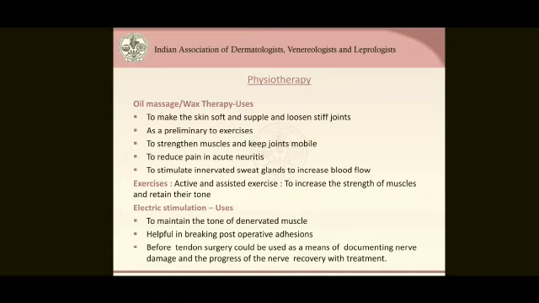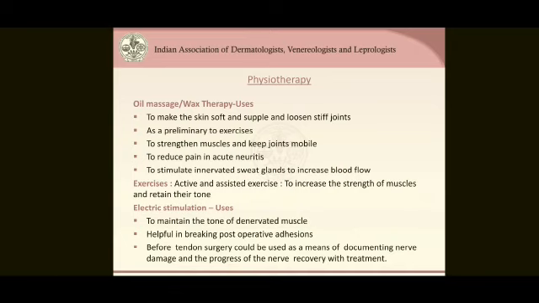Physiotherapy. First is the oil massage or wax therapy. The uses are to make the skin soft and supple, to loosen the stiff joints, as a preliminary to exercises, to strengthen the muscles, keep the joints mobile, and also to reduce the pain in acute neuritis. It also stimulates innervated sweat glands to increase blood flow.